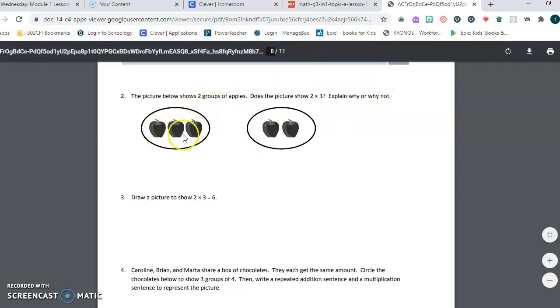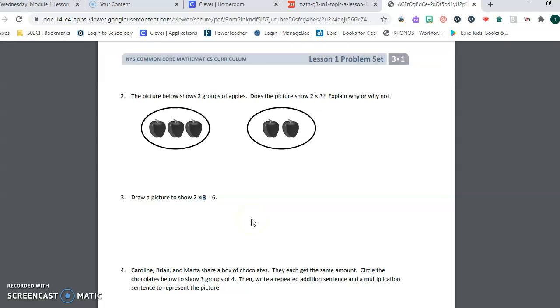Okay, so here you're looking at a picture and trying to answer a question, and down here they tell you to draw a picture to show 2 times 3 equals 6. So they give you the answer. They tell you how many total things that you're going to have to draw here. They tell you the number of groups and the number of things in each group, but they're asking you to make the picture. So it's kind of a different way of thinking about the same concept.